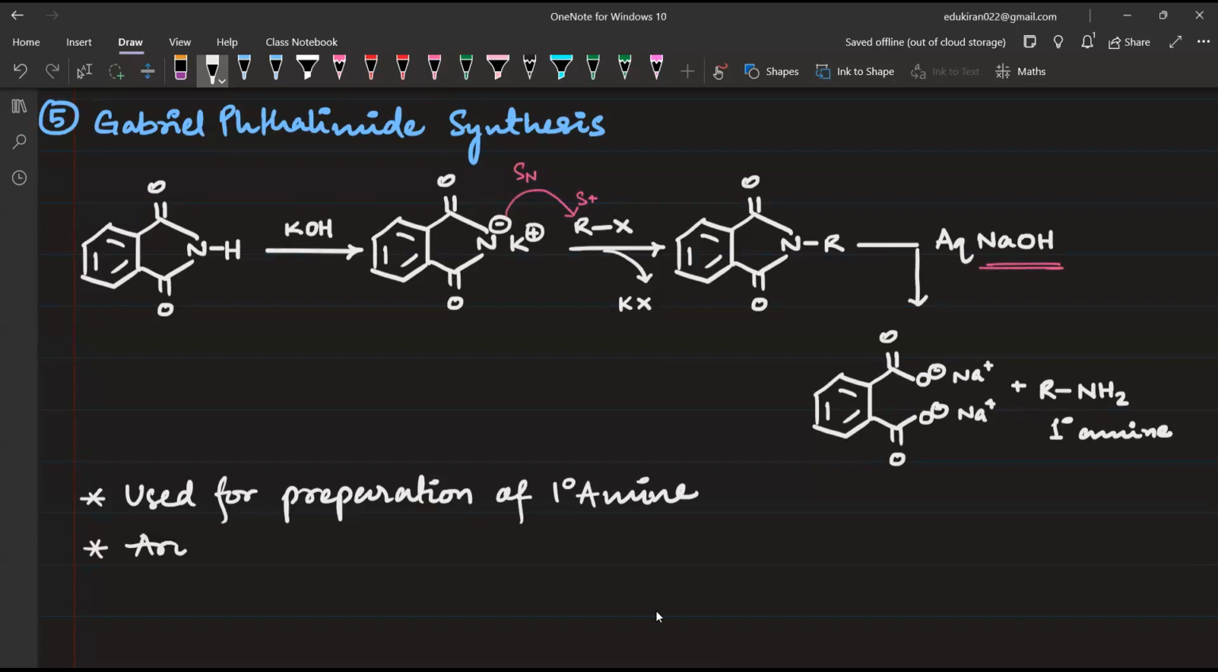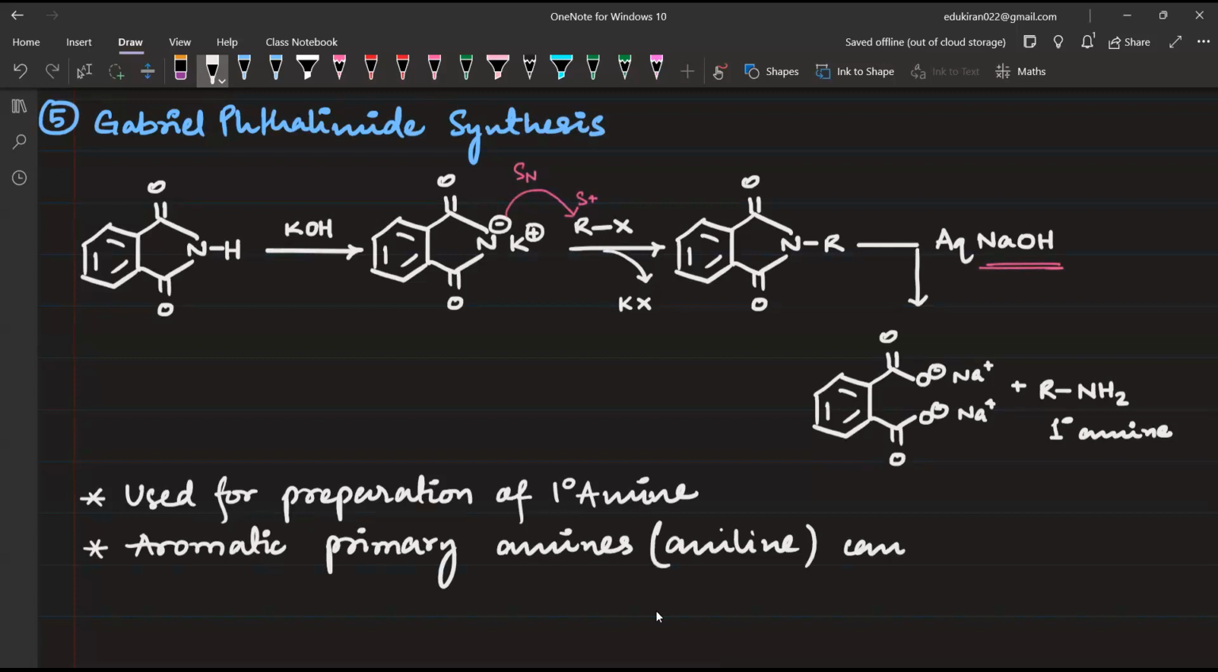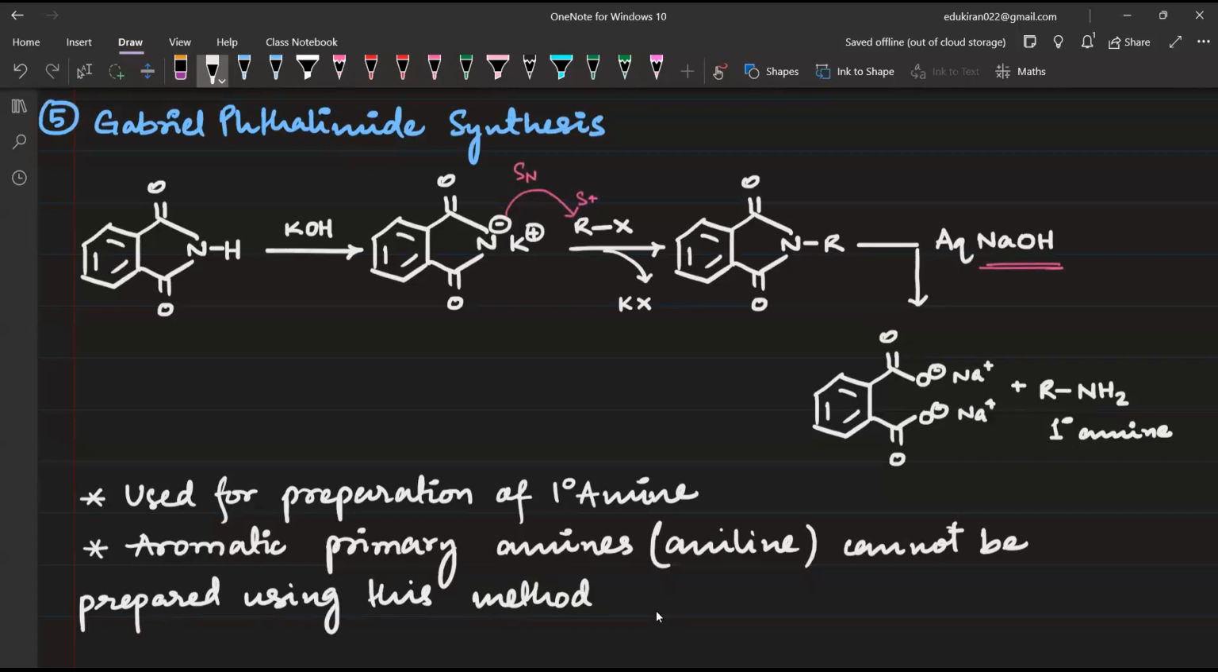Okay, please write aromatic primary amines. मतलब aniline basically, no? Aniline cannot be prepared using this method, as if you want to see, this R group is coming from where? It is coming from alkyl halide.